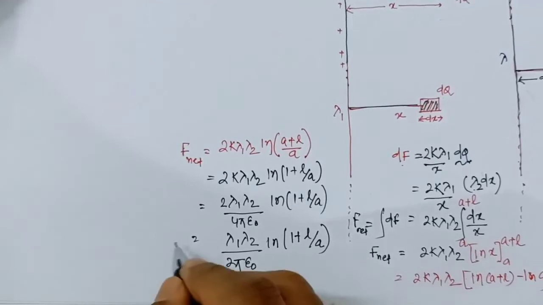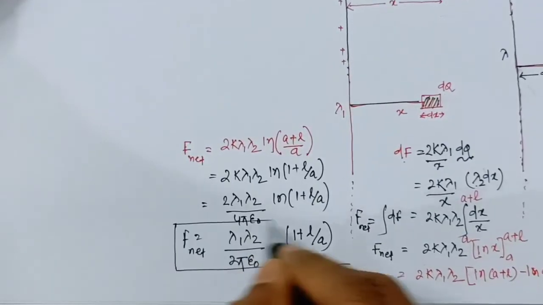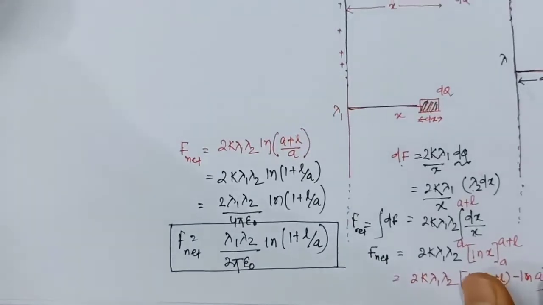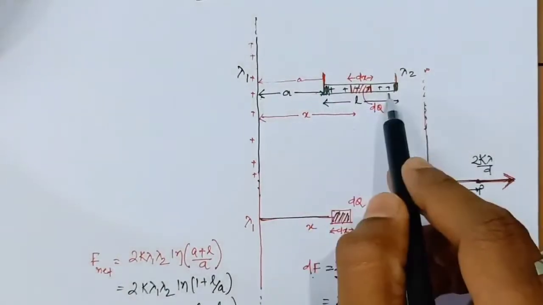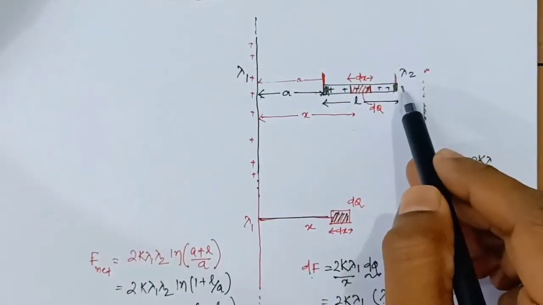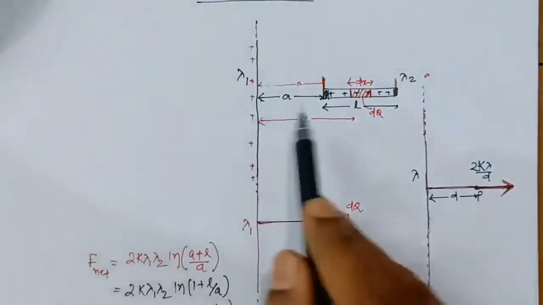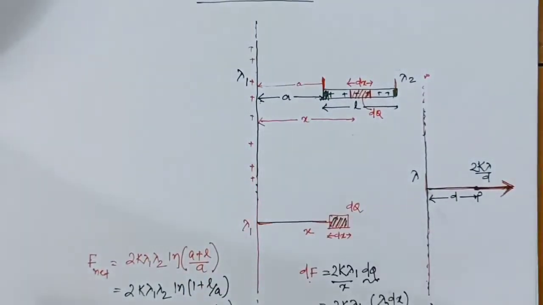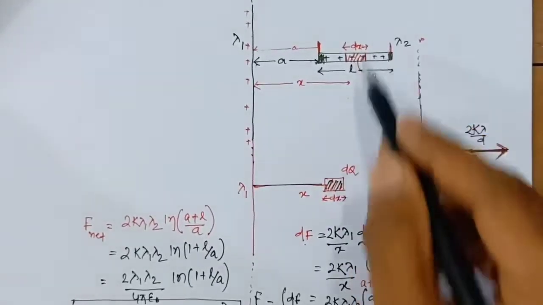I hope the net force expression is clear to everyone. So let me discuss one more time from the student perspective. This is a finite rod having line charge density lambda 2. This is an infinite rod having line charge density lambda 1. The rod is exactly at a distance A. When this kind of question is given, I must consider a very small element.